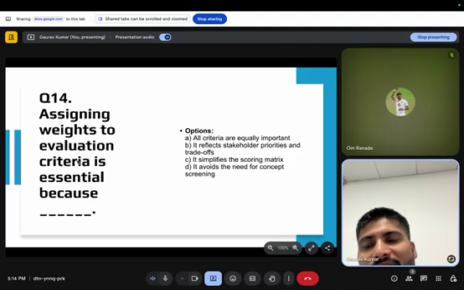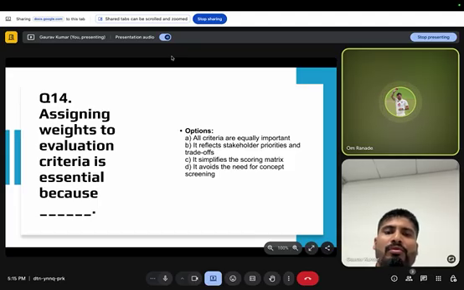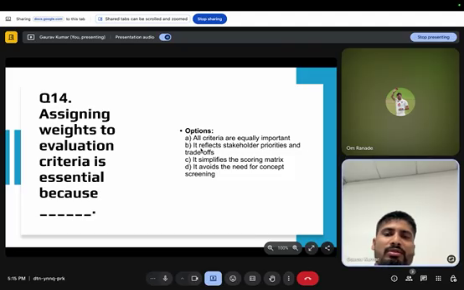Now moving to the next question, number 14. Assigning weights to evaluation criteria is essential because... what can be the right answer? Assigning weights to evaluation criteria is essential because it reflects stakeholder priorities and trade-offs. Yes, correct. So B is the right one.